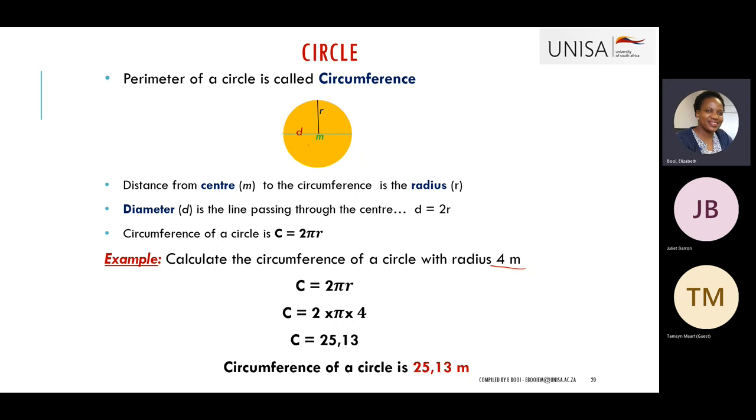If you are using a Casio, remember it is shift and the button where it is written exp or 10 to the power of x. There is a pi function there. You must use that. So that will be 2 times shift pi times 4 equals, I do get 25.13.